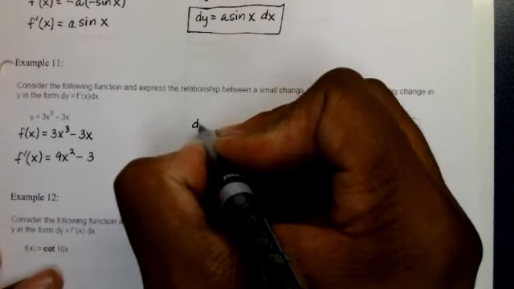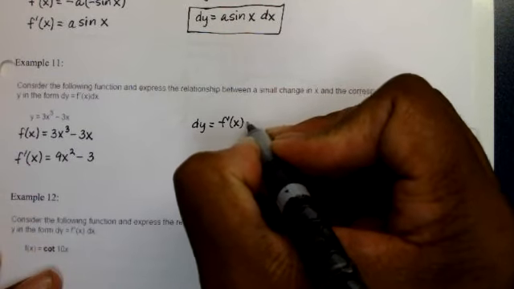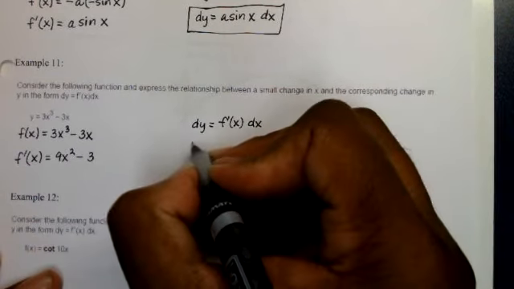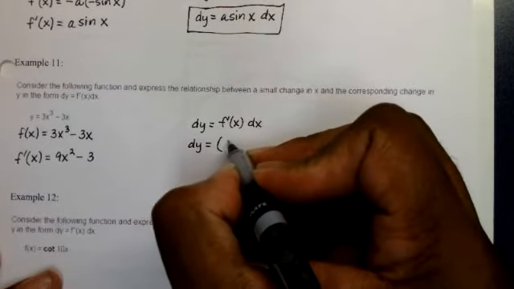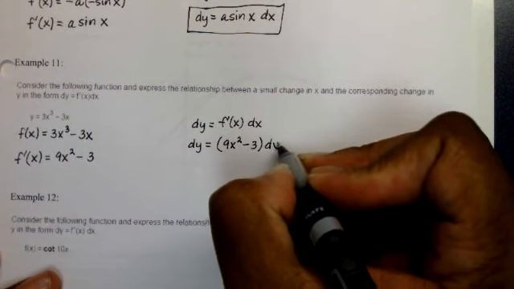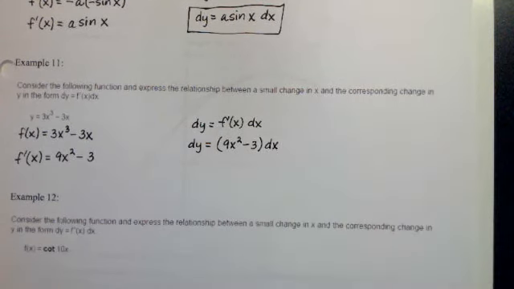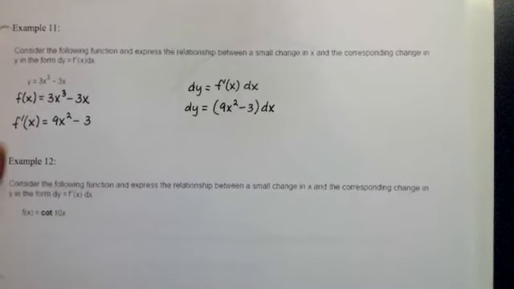And then the form that we're using is dy is equal to f prime of x dx. So dy would be equal to f prime of x, that's the 9x squared minus 3, times dx. Notice I put 9x squared minus 3 in parentheses, because if I left that off, then that 3 will be attached to the dx. Okay, so for the whole thing, multiply by dx, I need parentheses.